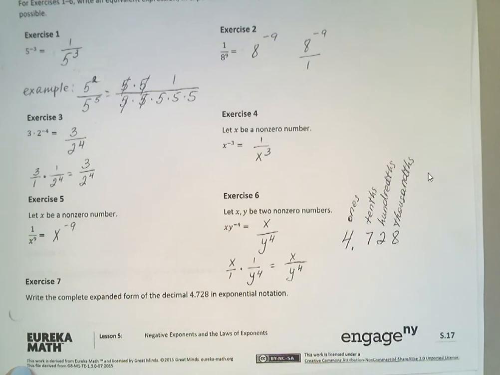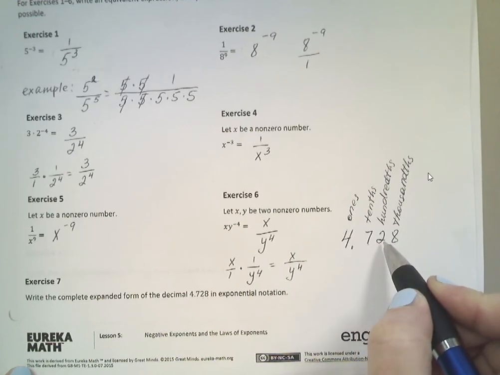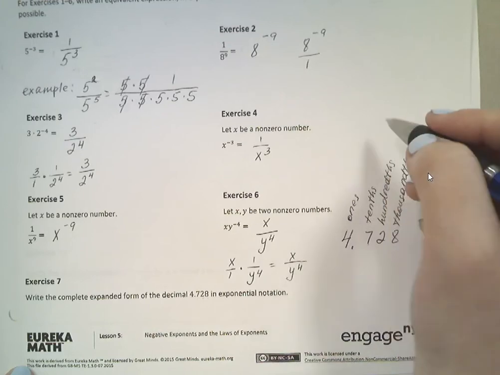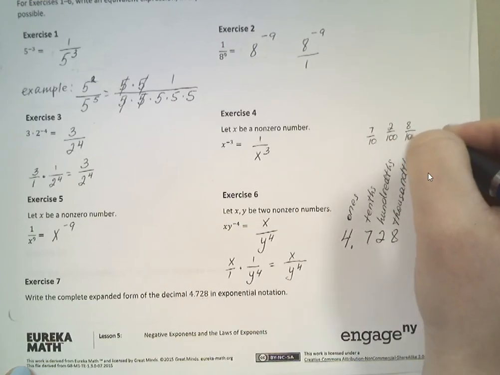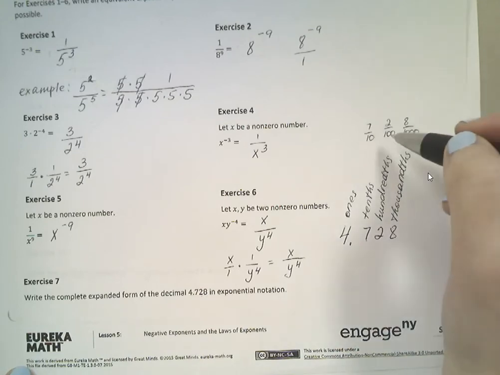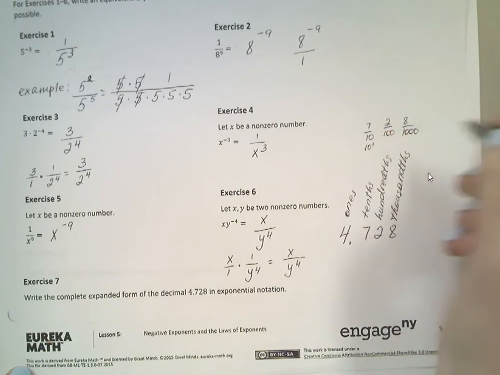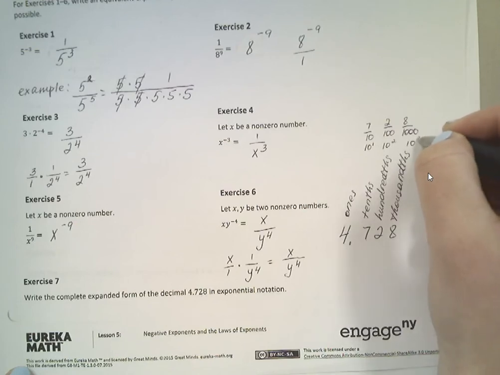From earlier years, you know that I can write 7 tenths as a fraction, 7 over 10, right? 2 hundredths I can write as 2 over 100, so 7 over 10, 2 over 100, 8 over 1,000. And just like we did in lesson 2 or 3, when we were writing numbers in exponential notation, I can rewrite 10 as 10 to the first, 100 as 10 to the second, and 1000 as 10 to the third, right?